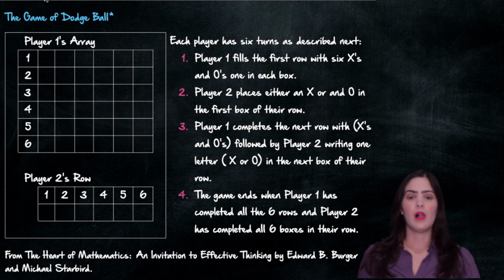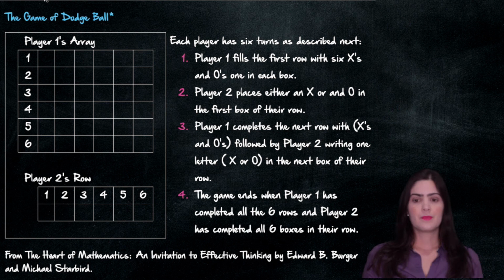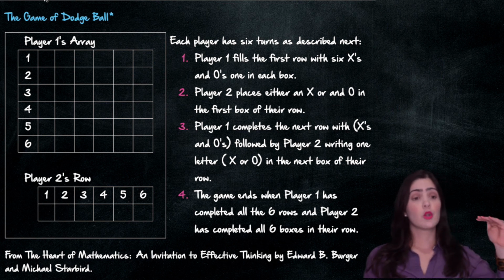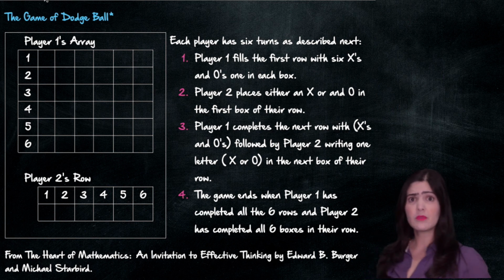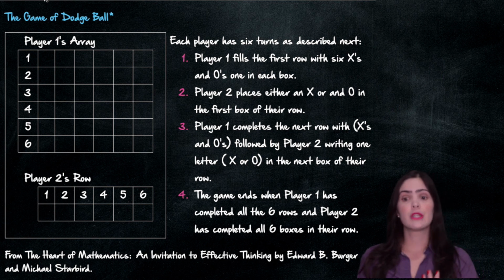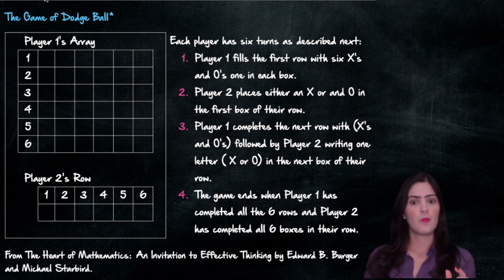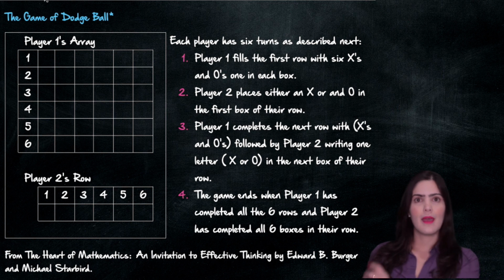So how is this game? Well, first of all, here I'm showing you the board of the game. And it goes like this. Each player is going to have 6 turns, and it happens in the following way. Player 1 will fill the first row with crosses or knots, with 1 in each box. And then player 2 will place either a cross or a knot in the first box in their row. So you can see player 1 has a 6 by 6 array, and player 2 just has a row with 6 entries.